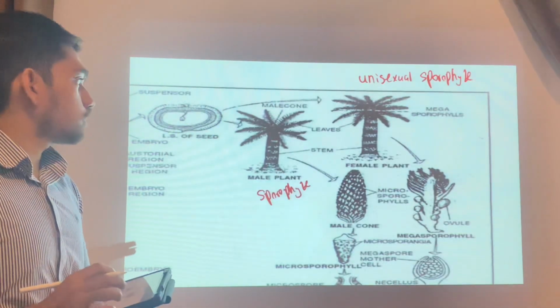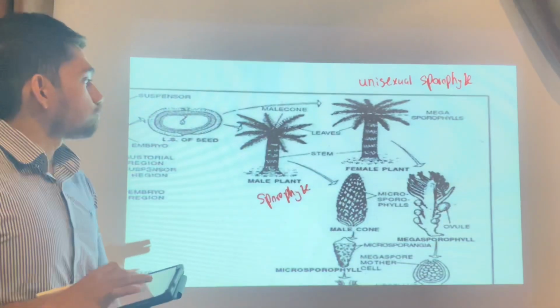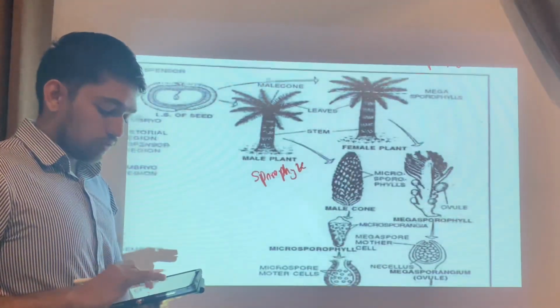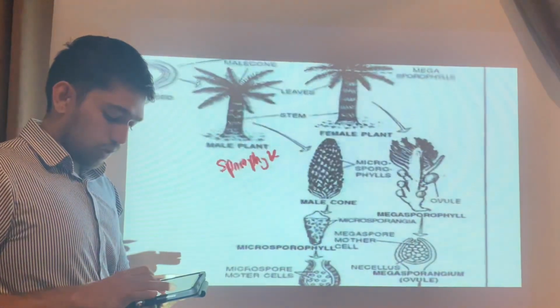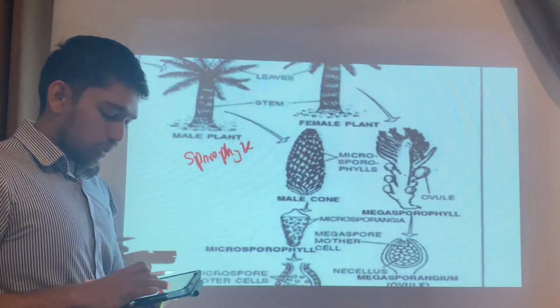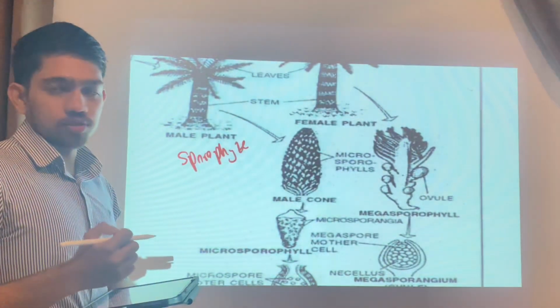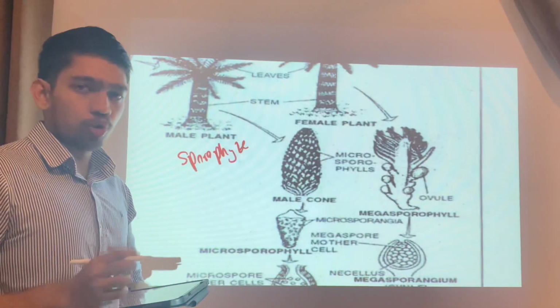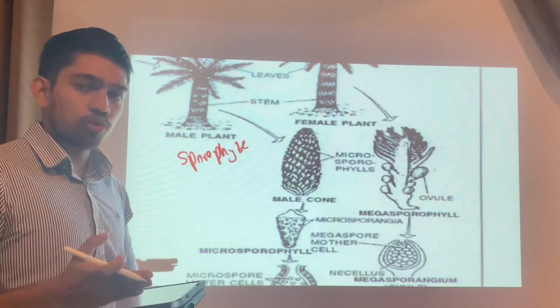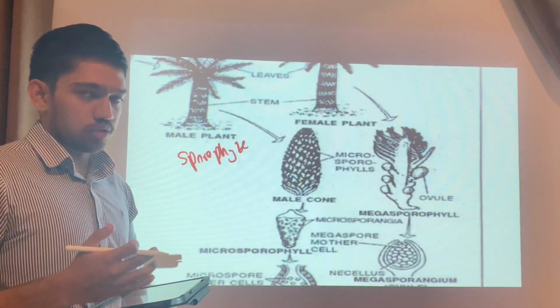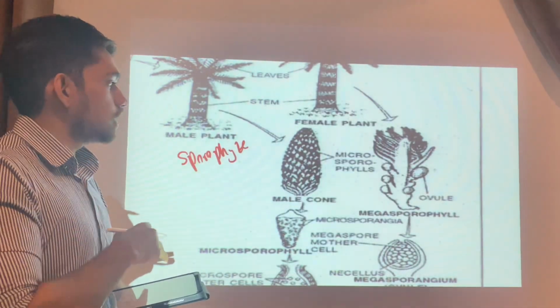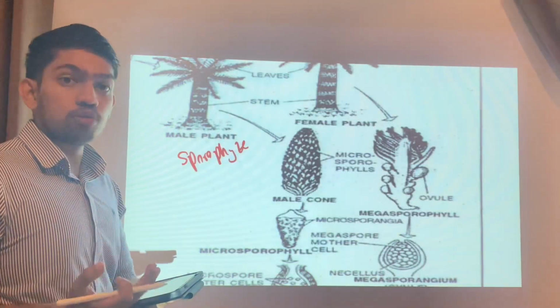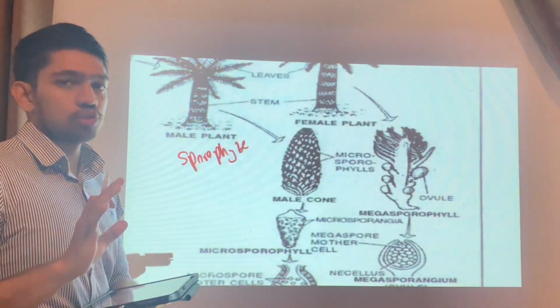Unisexual sporophyte, right? Let's focus on the female plant for now. The female plant will produce a crown of megasporophylls. Megasporophylls are specialized leaves that bear sporangia. Specifically, in a megasporophyll we have megasporangia. But since this is a seed plant, we have ovules surrounding the megasporangia.